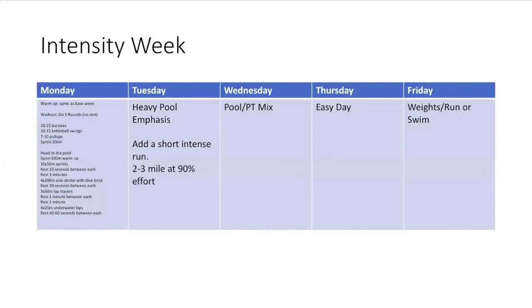On Tuesday would be a heavy pool emphasis. You're going to be completely in the pool, or you can do a little run at the end or cycle, depending on how hard you go in the pool. This workout would look sort of like Monday's, where you're doing a lot of short sprints, high intensity, short rest periods with some water confidence. And if you want, you can get a little bit of PT, but I wouldn't do PT if I was making this week, since I put Monday as heavy with the 5 rounds and a good amount of PT. I wouldn't do any on Tuesday.